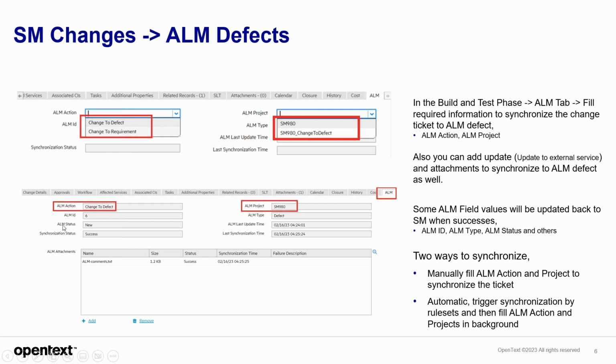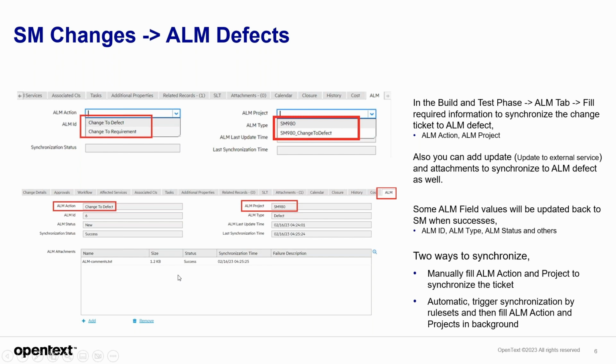And the new defect in ALM, the status is new, so the status is synchronized back in Service Manager. And here are some timestamps for the update time and synchronization time. And because the synchronization is successful, the status is success. If there are some problems, it will be marked as failed. And you'll find there is an ALM attachments area here.